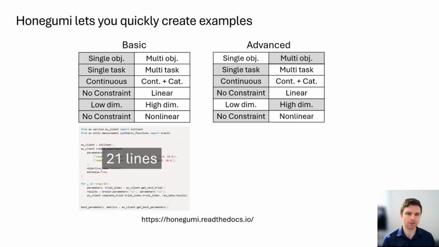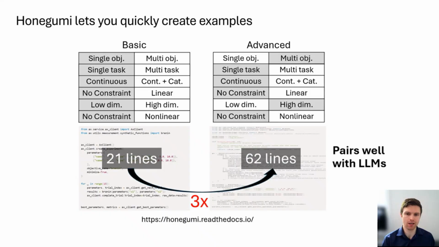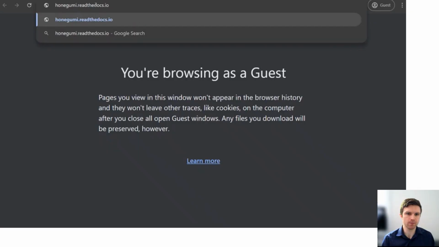So on the left, you have an example that's 21 lines. When you move to these more advanced tasks, you're tripling the number of lines of code for this minimal working example, and you're also changing how you're interacting with the API and the syntax there. And this is a structure that pairs really well with large language models, where it's kind of like a prompt template, or like doing some prompt engineering and giving it a starting point for it.